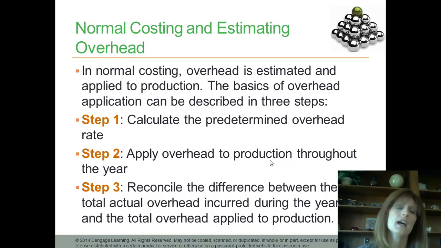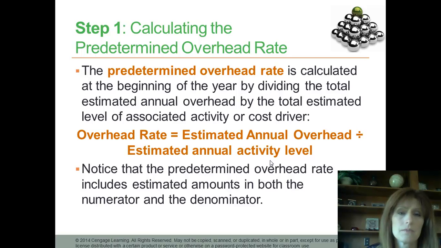So in other words, I may have assumed when I come up with my predetermined overhead rate that my electrical costs were going to be $1,000 for the year. But at the end of the year, my electrical actually ended up being $800. For some reason, I was much more efficient than I planned. Maybe I had to use my air conditioning less. So I'm going to have a $200 difference. I'm going to have to recognize that so that by the end of the year, my financial statements will accurately reflect those costs. All right, so let's take these one step at a time.